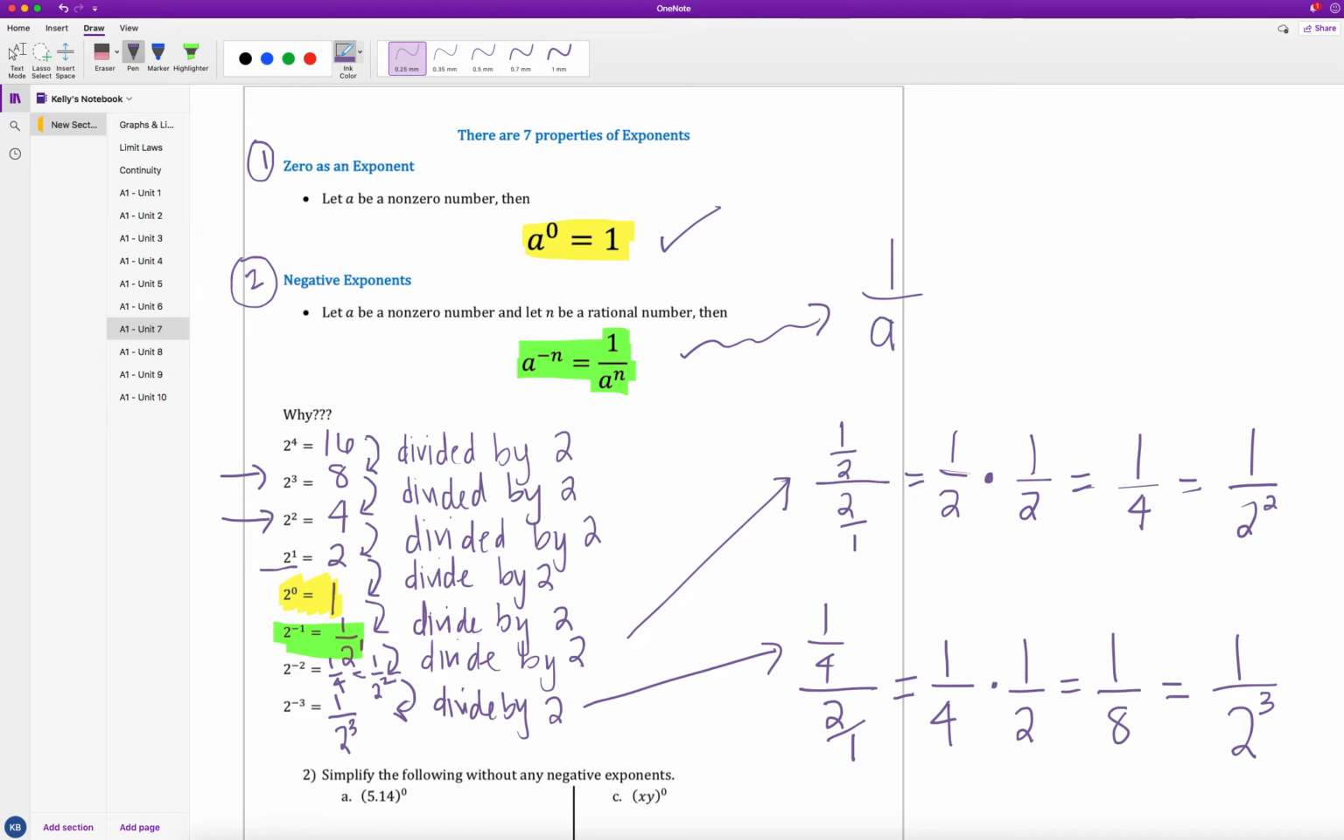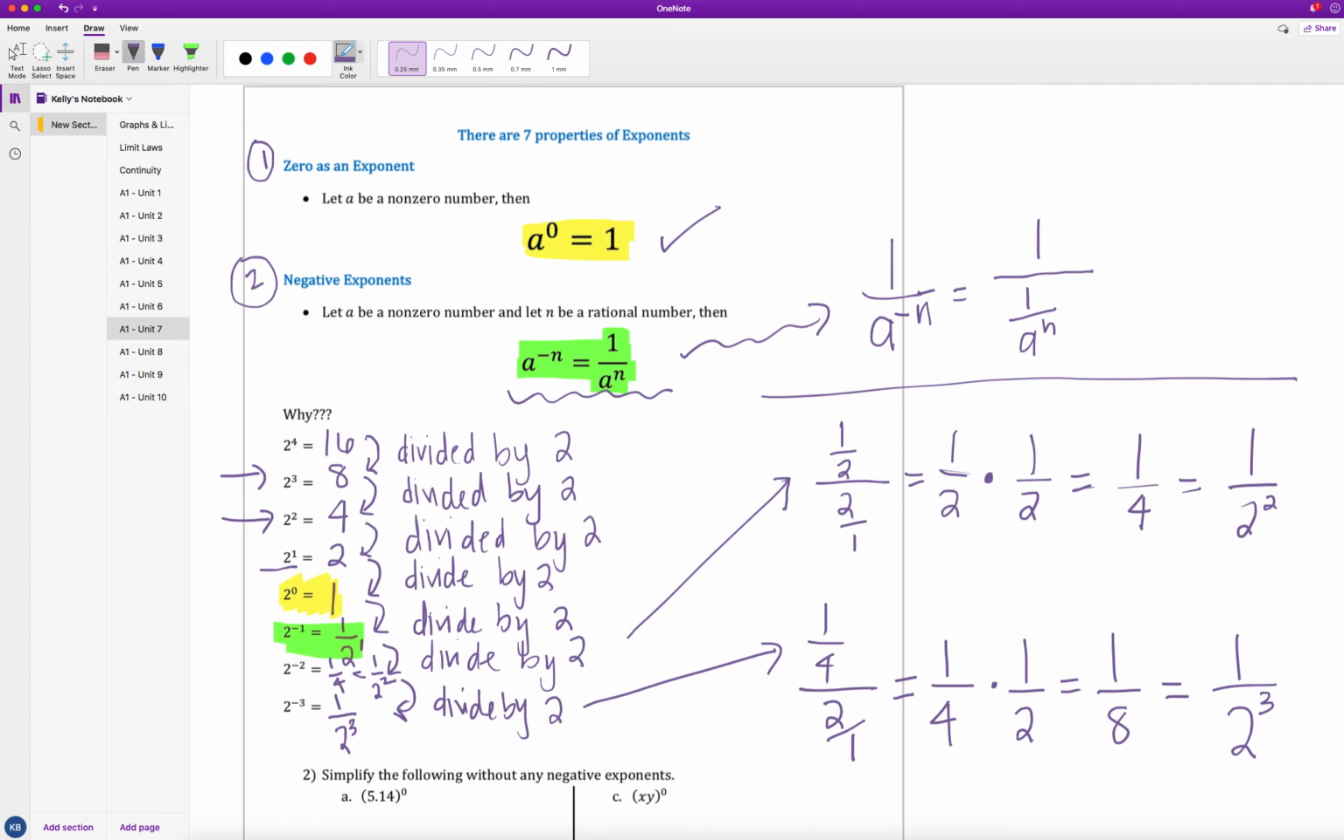To go along with this second property, I want you to think about what would happen if I had a negative exponent in the denominator to begin with. So if I started with 1 over a to the negative n, I would have to think about how I can fix that and write it as a positive exponent. Well, we know already that a to the negative n, I can rewrite as 1 over a to the n by using our negative exponent property.